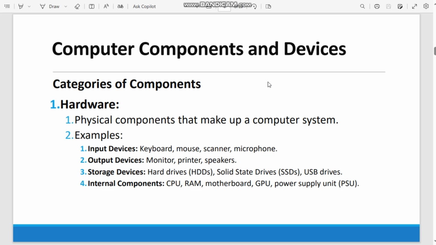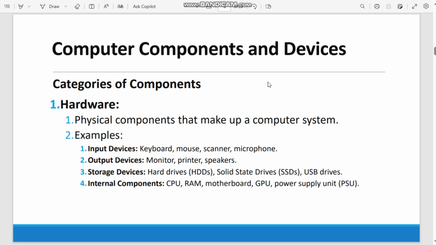So then we are going to talk about internal components. They are also hardware devices, but they are not physically visible. They are inside your computer. Examples are the CPU, the RAM, the motherboard. The GPU is also a graphics processor, and the power supply units. Most of them are inside your computer. A power supply unit for a laptop is outside the computer anyway. It's called the power adapter, what we know as the charger, right?